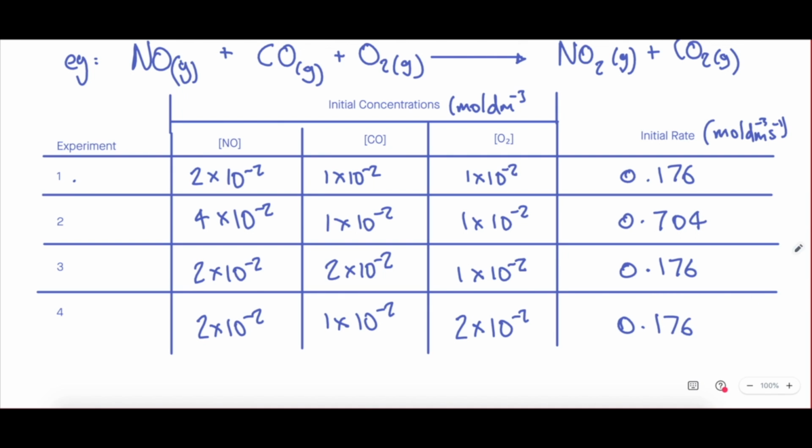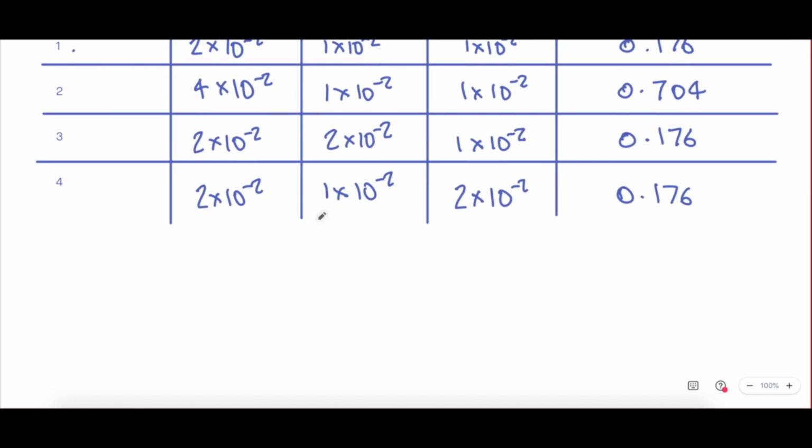So in an exam, you probably won't be asked to draw a table like this and to fill out the initial rate. This table will most likely be given to you in the exam, and they'll ask you to work out the orders from this table. So to do that, what you need to do is compare different experiments. So let's say we want to work out the order of the reaction with respect to NO. So what you do is you compare experiment 1 and 2.